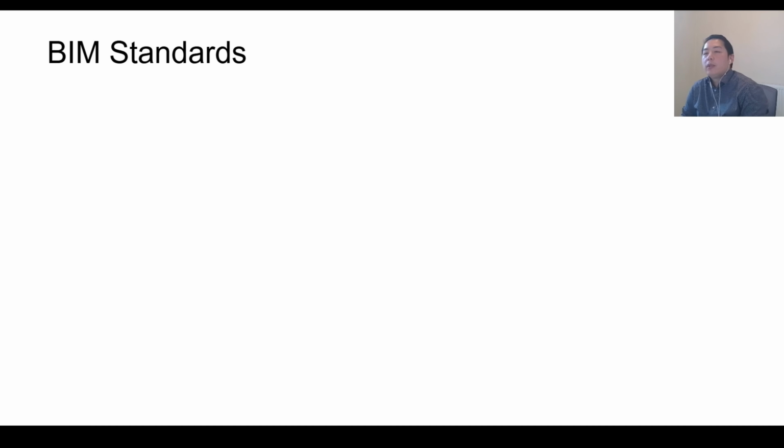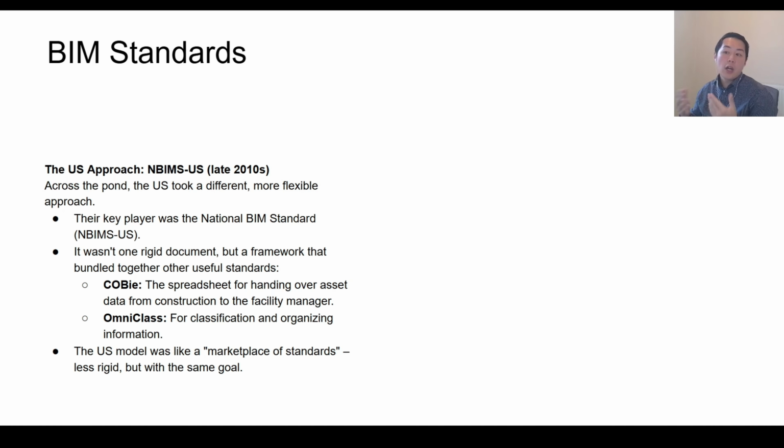What happened next was, across the pond, the US had their own different ideas of BIM standards. After seeing what the UK put out with the BS 1192 and the PAS 1192, the US had a different but more flexible approach on BIM. The key player was the National BIM Standard, which is the NBIMS. It's not one rigid document, but a framework that bundled together other useful standards. And what came out of that was the COBie standard.